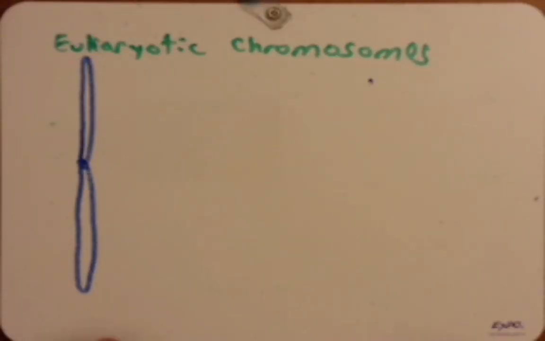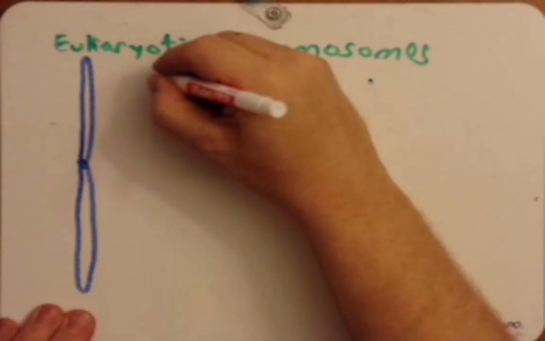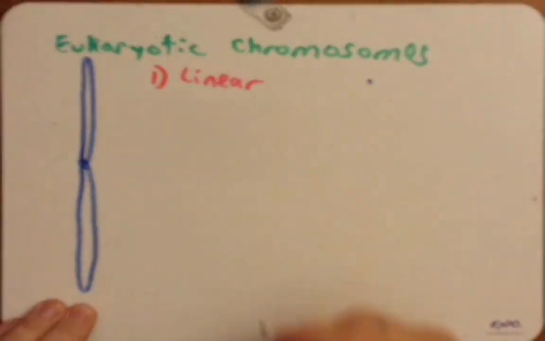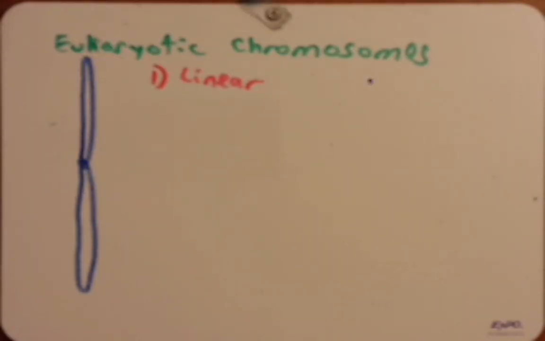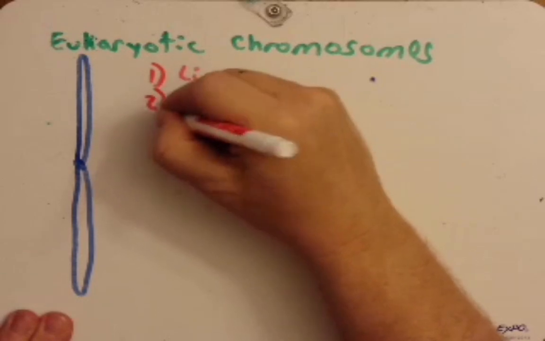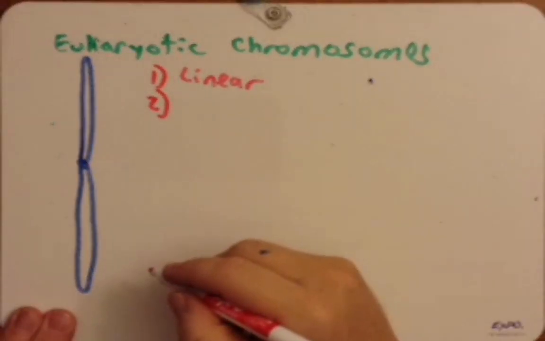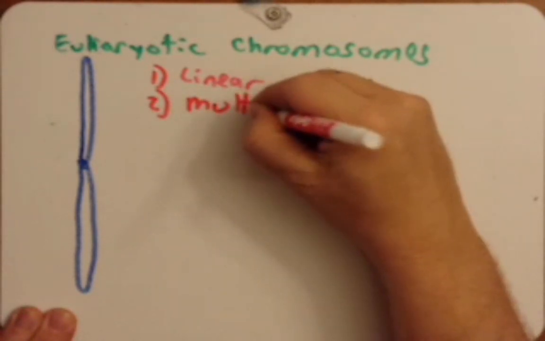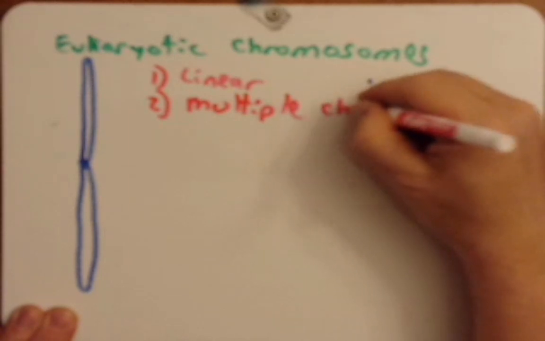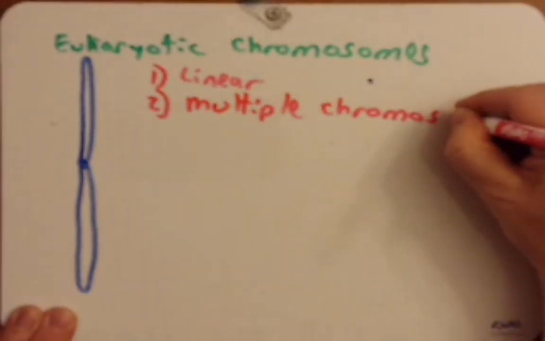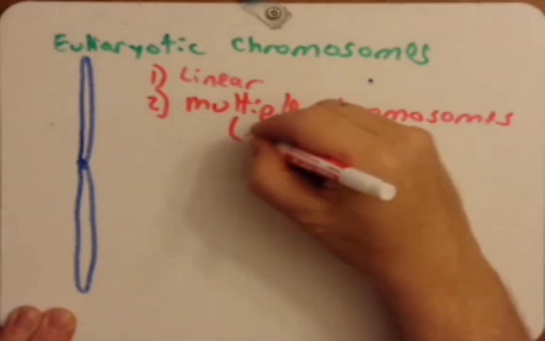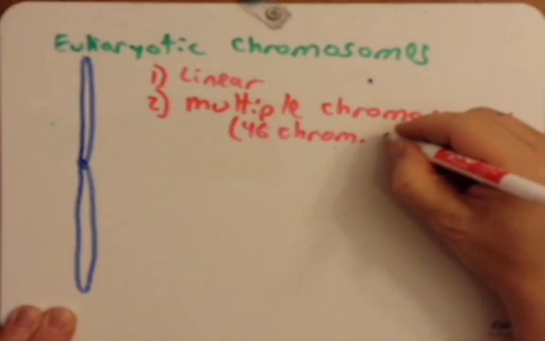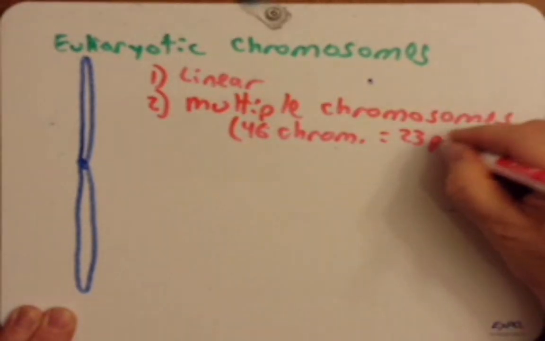The first thing that'll pop out to you is that eukaryotic chromosomes are typically linear. You will find some exceptions to this rule, but in general they are linear. In a typical eukaryotic cell, you will have multiple chromosomes that have different genes on them. As an example, humans, we have 46 chromosomes, or we might say we have 23 pairs of chromosomes.